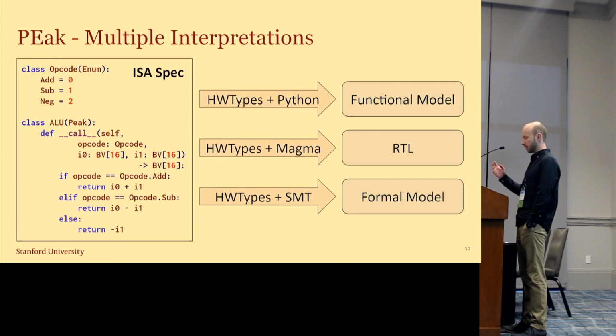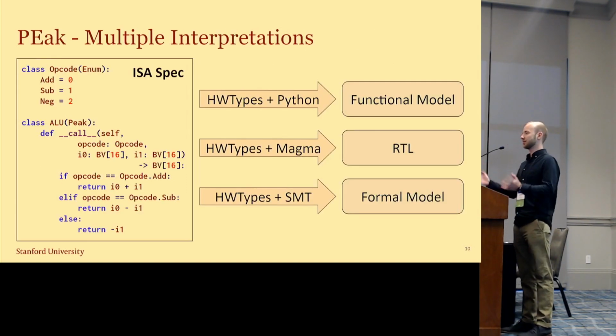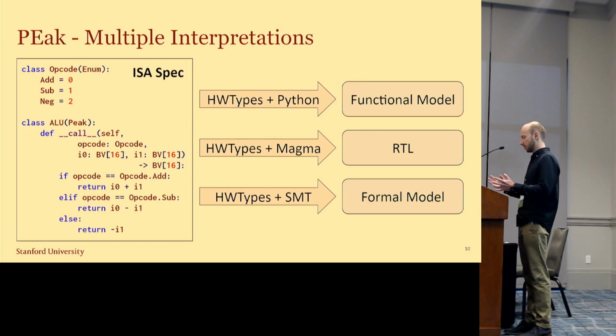So if this is some PEak code, and this represents your ISA specification, we can now, through the power of hardware types, generate 3 different representations or 3 different interpretations of this ISA specification. The first, through Python, is a functional model. This is useful when writing your hardware design and you want to obviously test the functionality. Second, through Magma, you can generate RTL. And the third, through SMT, is a formal model. So now you only have one ISA specification and you get all 3 of these things automatically generated.